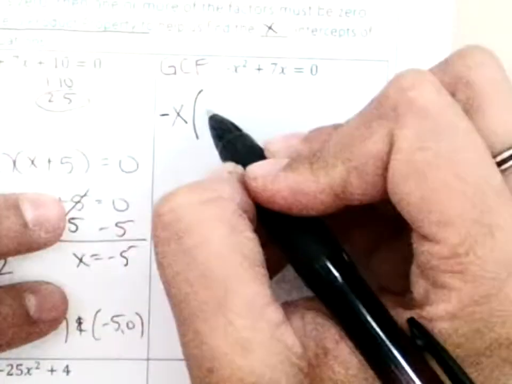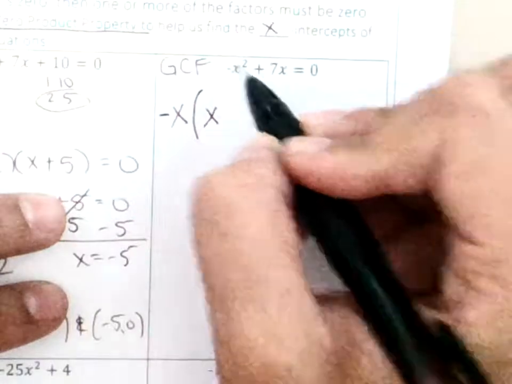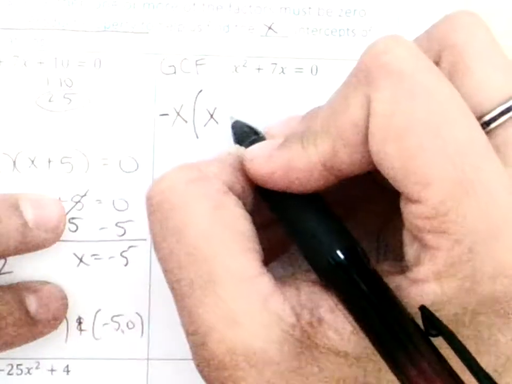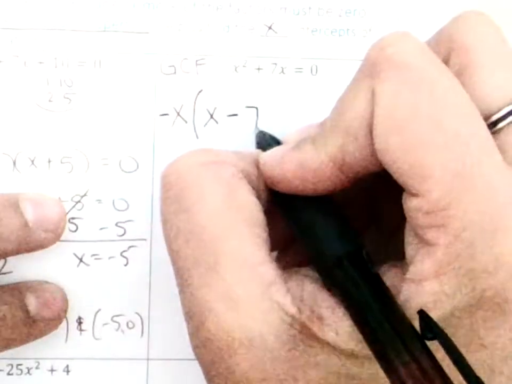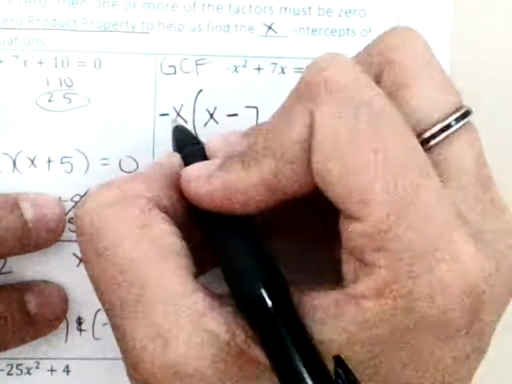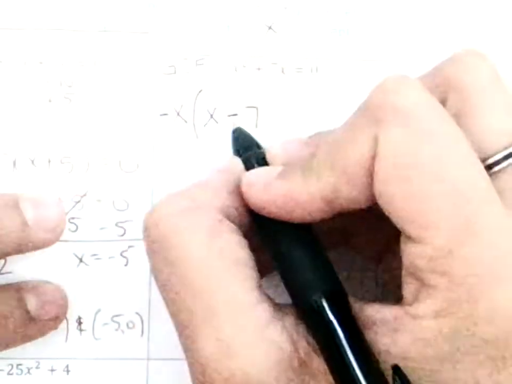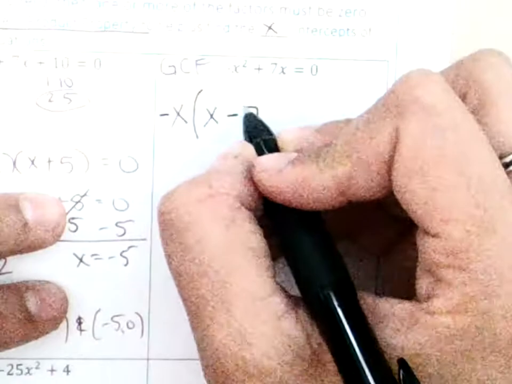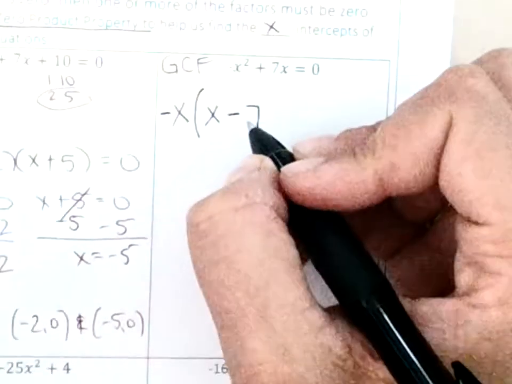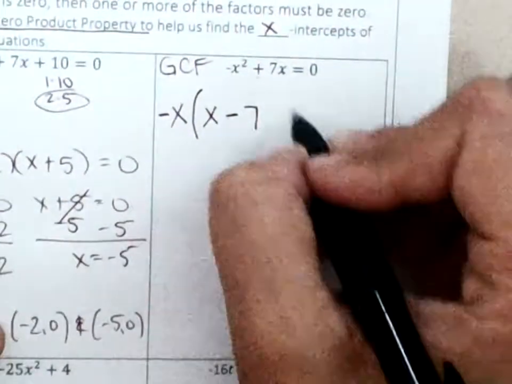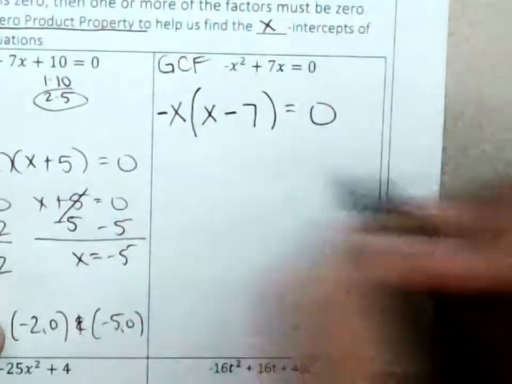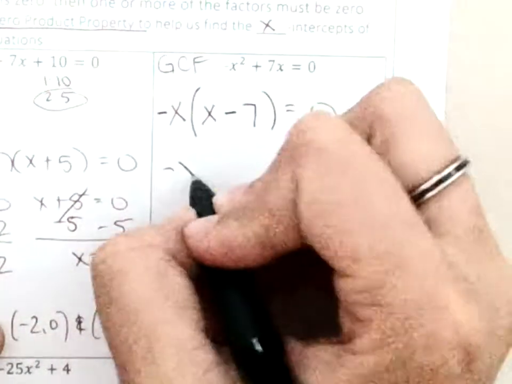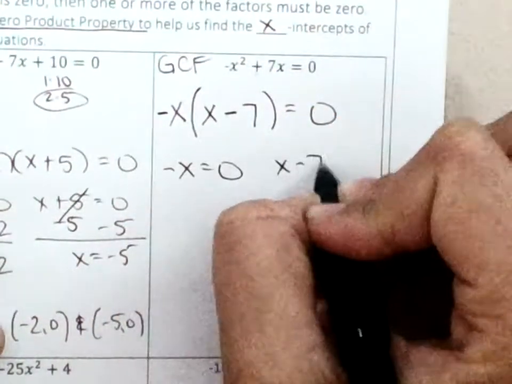So -x times x would give me -x squared, and -x times -7 would give me 7x. Be very careful. Negative times a negative gives us a positive, so you want to make sure you make this negative. I'm now going to set both of these equal to 0 and solve.